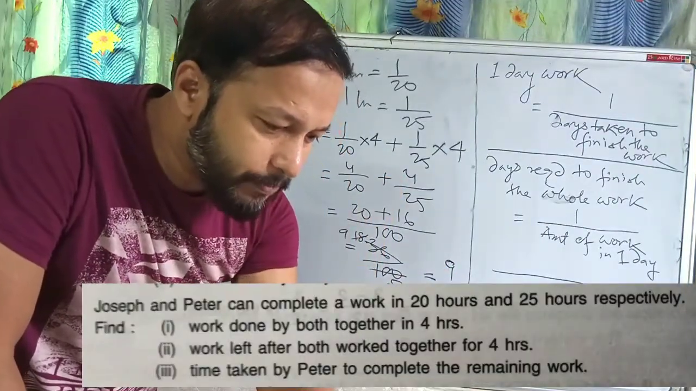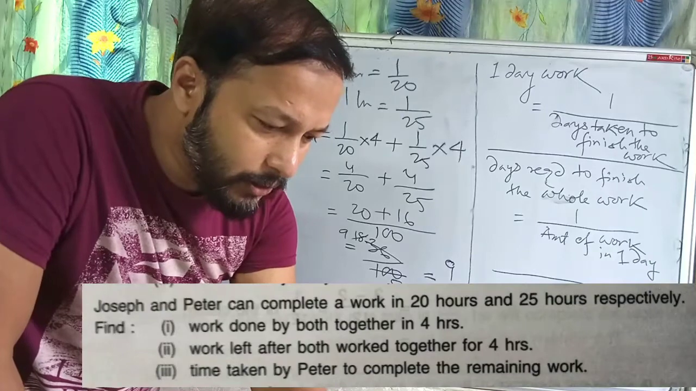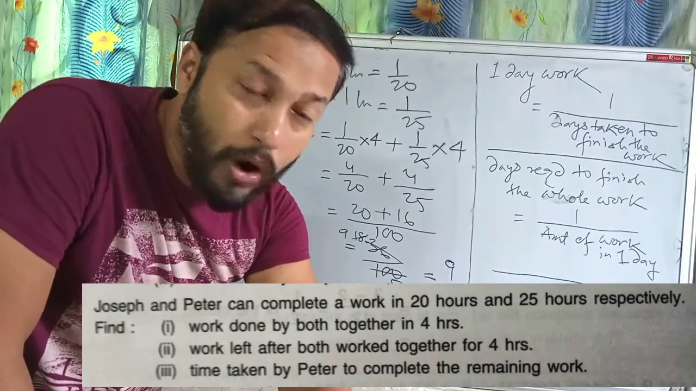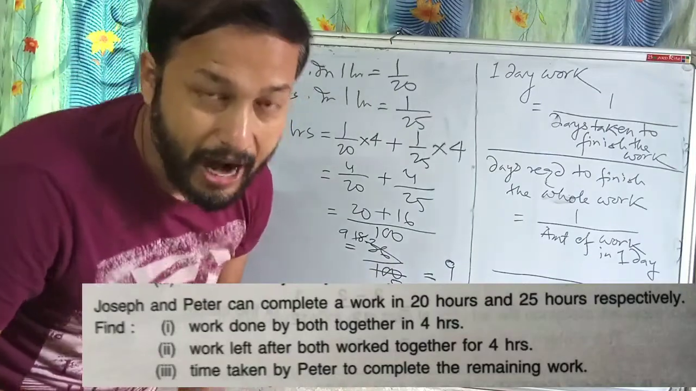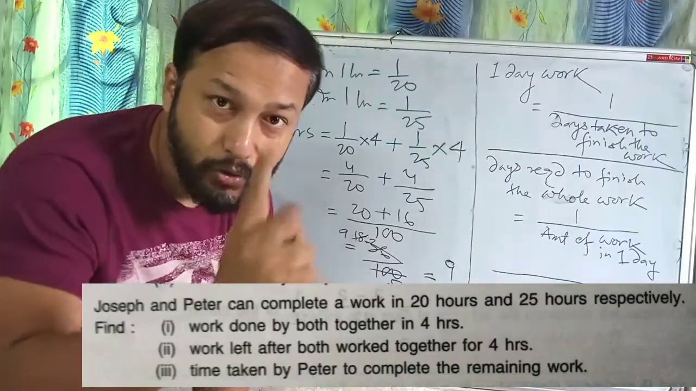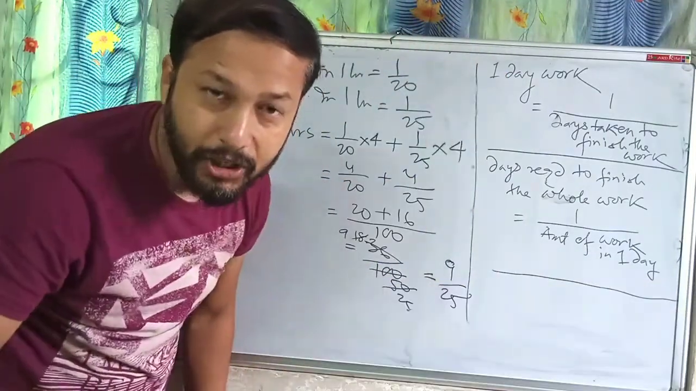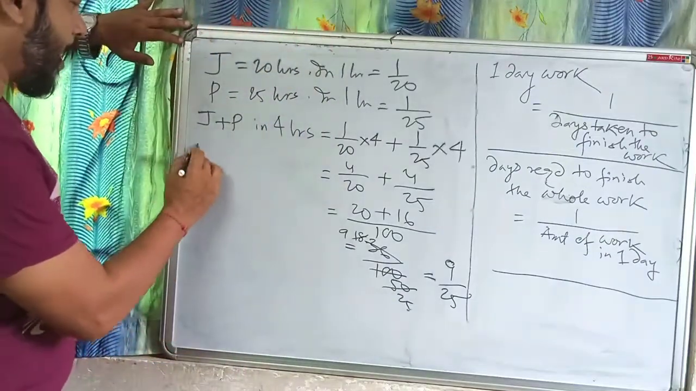Next question is: how much work is left after both worked for 4 hours? After finishing this work, how much work is left? I told you the complete work is always 1. So you just have to subtract. So what is the amount of work left?